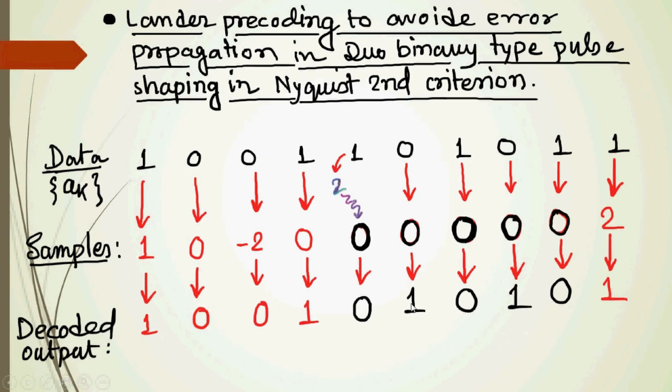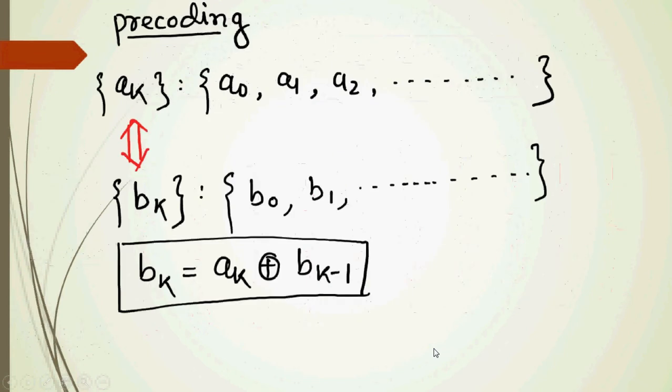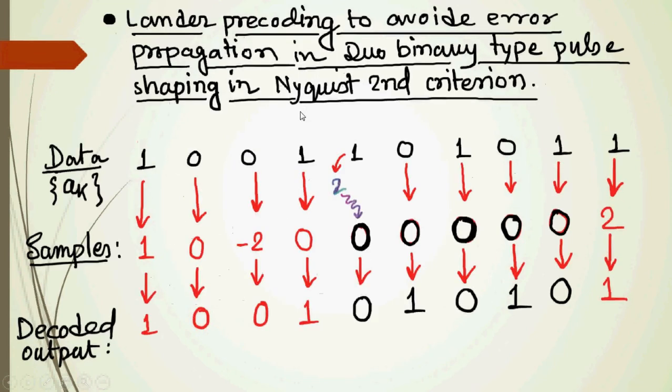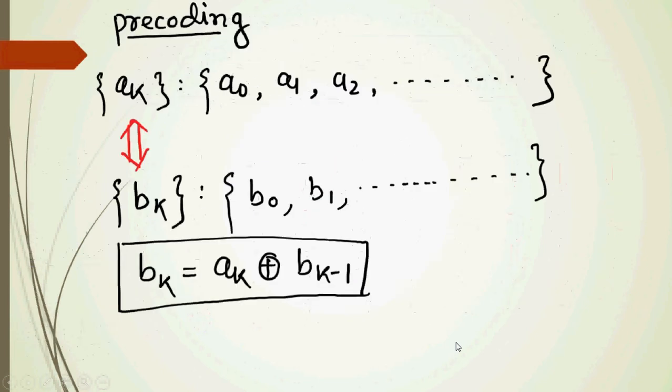This is solved by Lender, and he suggests doing some pre-coding to avoid this error propagation in this duo binary type of pulse shaping. That is the Nyquist second criterion. So Nyquist second criterion is basically duo binary type of pulse shaping. We have already seen this in the previous lecture. So the pre-coding is that, suppose AK is the data sequence, you first do some mapping to BK. You map AK to BK by this relation: BK is AK XOR BK minus 1.